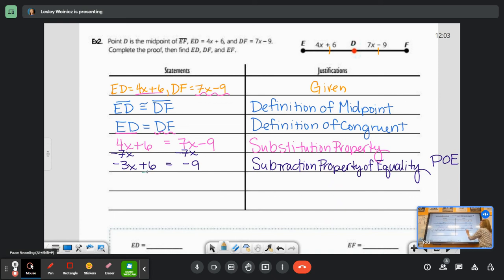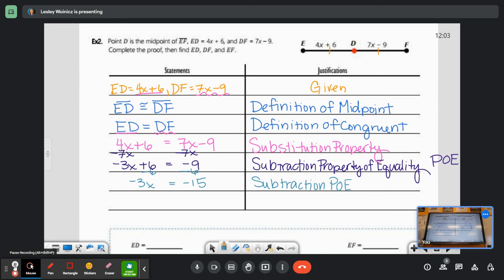Okay, so I'm going to subtract 6 from both sides, and that's going to give me negative 3x equals negative 12. There we go, subtraction property of equality again. Negative 9 minus negative 6 is 12. No? Thank you. Yes. I was so excited to abbreviate POE, I forgot how to subtract. I don't know what I was thinking.